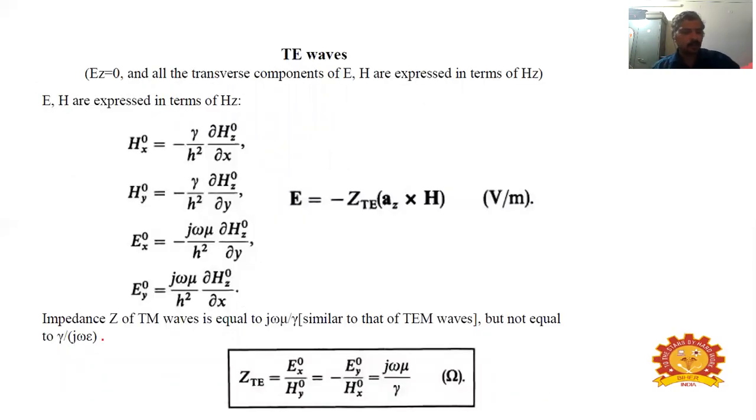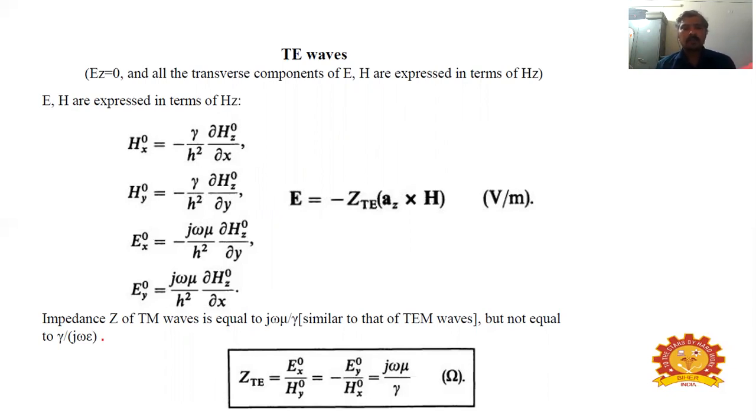Then we come to transverse electric waves, TE waves. For transverse electric waves, the main condition is Ez equal to zero. That is, the electric field component Ez is equal to zero, and all the transverse components of E and H are expressed in terms of Hz. That is, Hx is equal to minus gamma divided by h squared into dou Hz by dou x. Hy is equal to minus gamma by h squared into dou Hz by dou y.